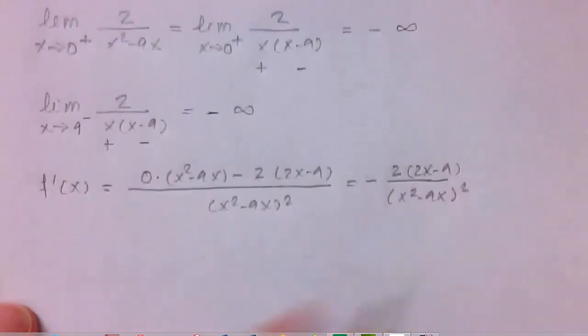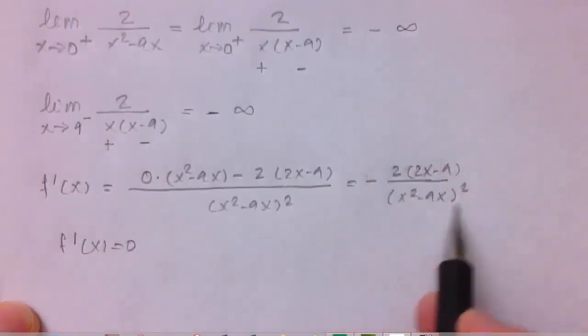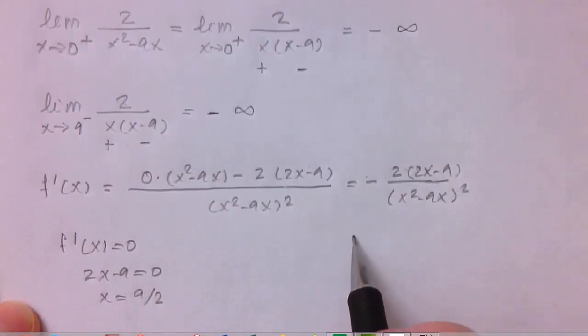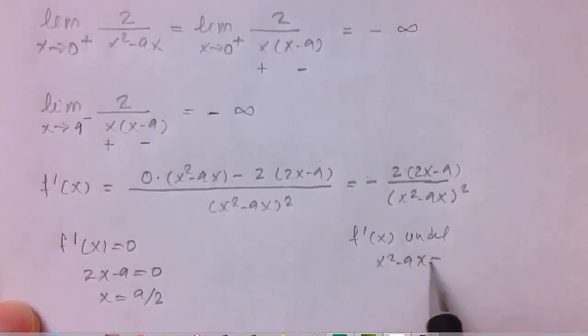And to find the critical points, what we have to do is make the derivative 0. In order for the fraction to be 0, the top must be 0. So that means that 2x minus 9 must be 0, and we get x is equal to 9/2. And to make the derivative undefined, the bottom should be 0. And the bottom is x squared minus 9x, that should be 0, which means x times x minus 9 should be 0. And that is going to give us x equals 0 and x equals 9.